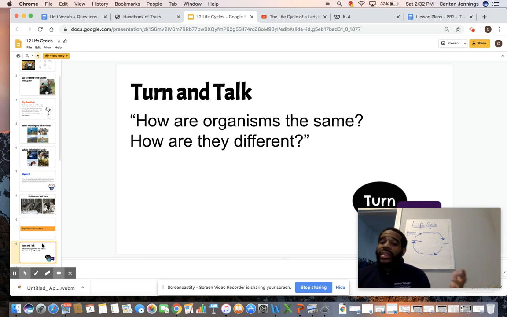So that is one thing that's the same. A lot of organisms are different and a lot of organisms are the same. It all matters what characteristic or trait you're looking for and seeing how it is the same or how it is different.